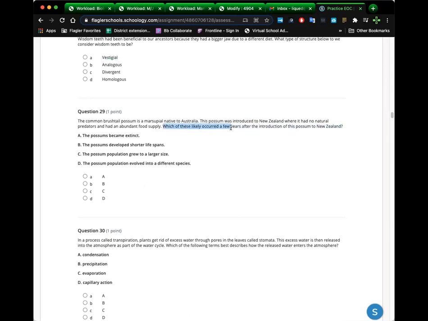All right, which would occur if you're introducing a possum into an area that it is not native to, it has no natural predators and an abundant food supply? It's not going to become extinct. It's not going to develop a shorter lifespan. It's going to grow to a larger population size. It could potentially be an invasive species if it starts competing.